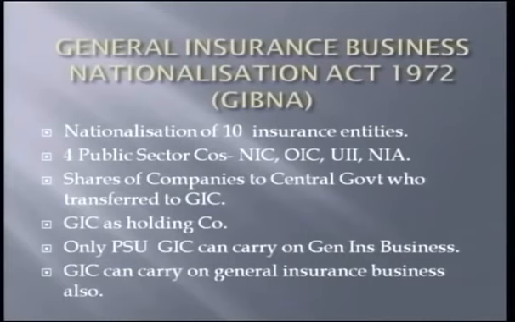We saw earlier that general insurance business was nationalized in the year 1972 by an act called GIBNA, General Insurance Business Nationalization Act. It nationalized 107 insurance entities operative at that time, not 10, there is some typing error. 107 entities operative in government sector, public sector, cooperative sector and foreign companies were all nationalized, and 4 public sector companies were created in 4 metros of India: Bombay, Delhi, Calcutta and Madras. The companies were National Insurance Company with headquarters at Calcutta, Oriental at Delhi, United India at Madras, and New India at Bombay. Shares of these companies were transferred to central government. So no company other than these 4 companies was allowed to operate in India in the general insurance sector.